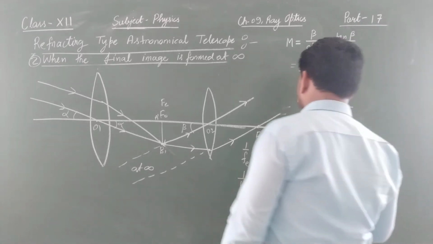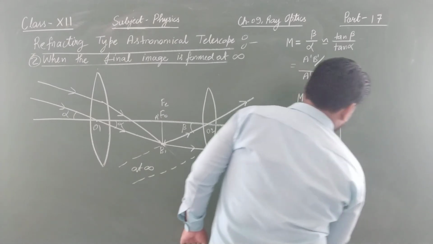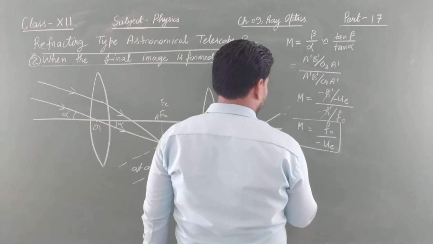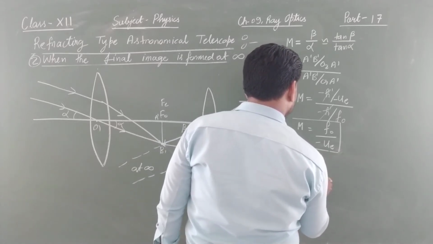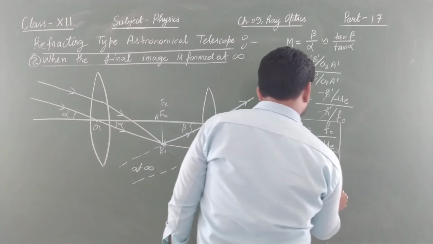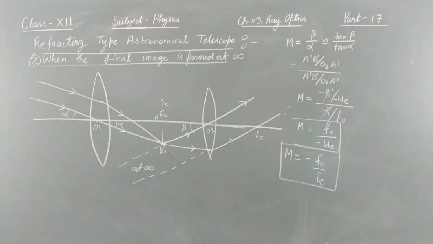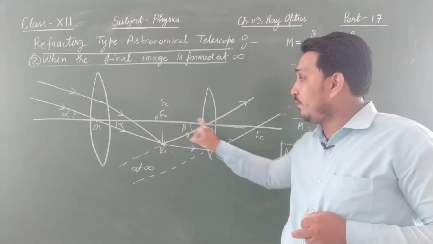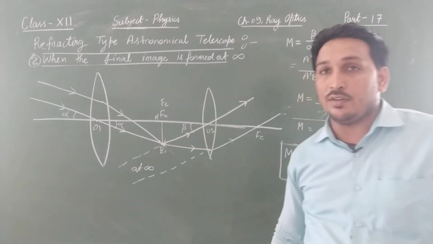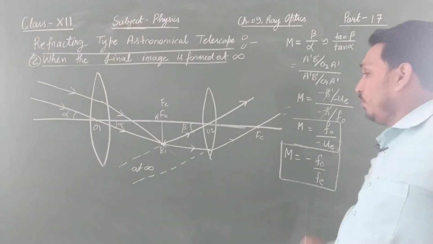Now just see, in this case, the object distance for the eyepiece, means for this lens, is the focal length only. So in this case, capital M is given by minus FO upon FE. In this case, the magnifying power is this only, because the object distance for the eyepiece is equal to the focal length. This object has to be at the focus so that the final image is formed at infinity. And that's why the magnifying power is minus FO upon FE.